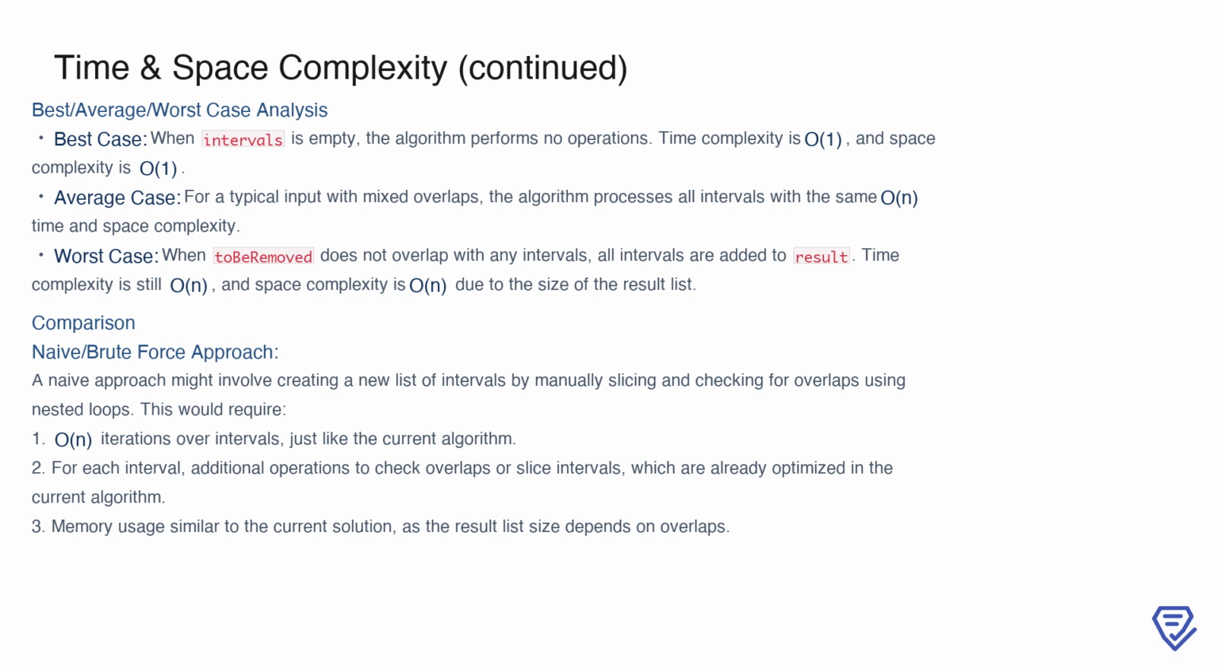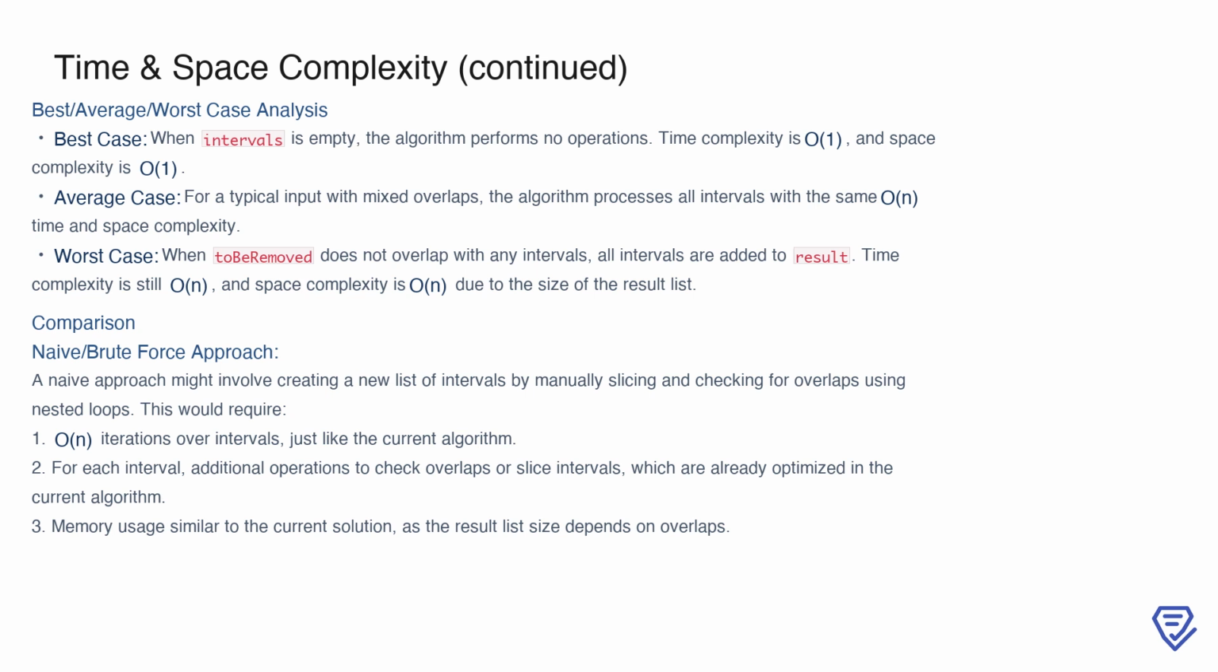In the worst case, when the interval to be removed does not overlap with any of the input intervals, all intervals are added to the result list, but the time complexity remains O(n), because each interval is processed once, and space complexity also remains O(n), due to the size of the result list.